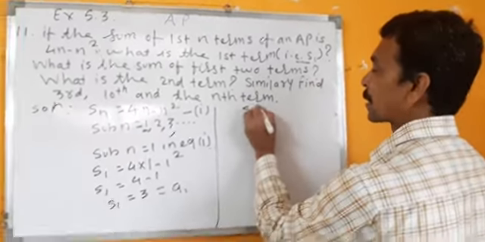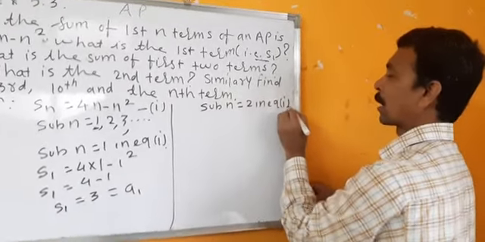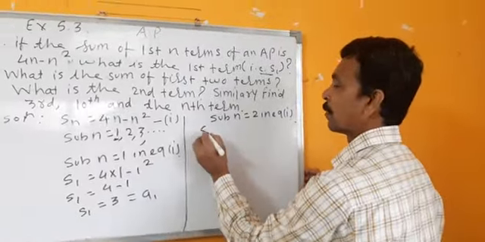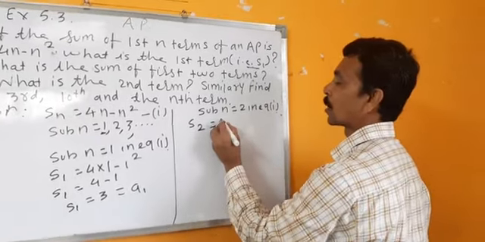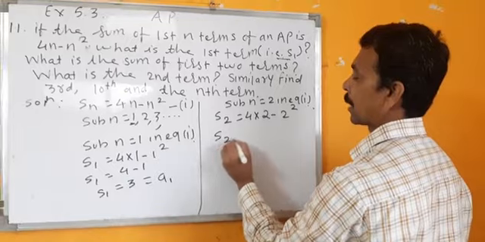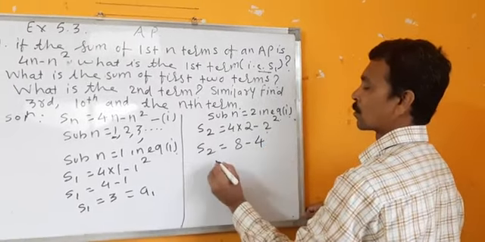Now I will substitute n equals 2 in equation number 1. It will become S2, because the value of n is 2, is equal to 4 into 2 minus 2 square. S2 is equal to 8 minus 2 square, which is 4.